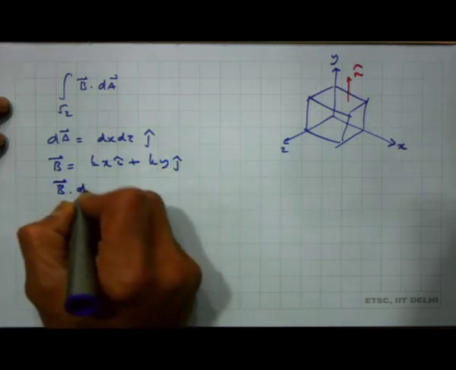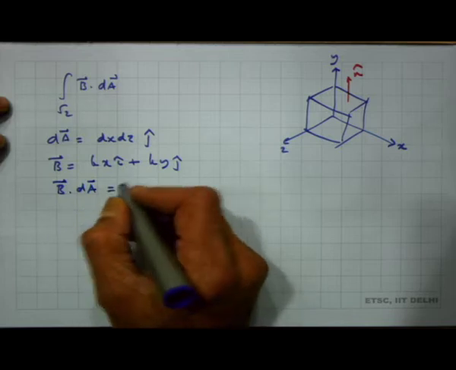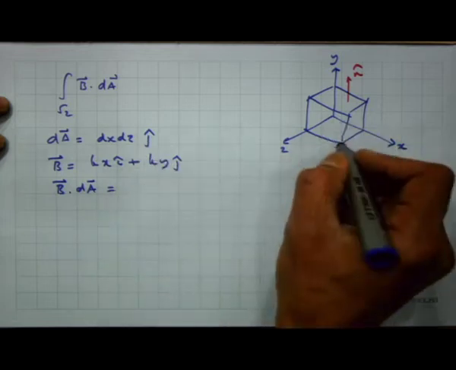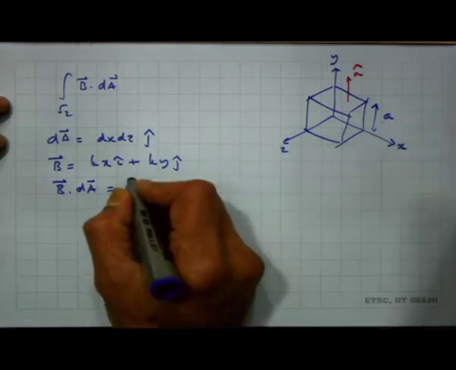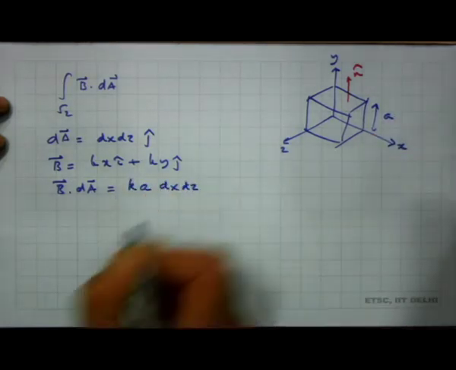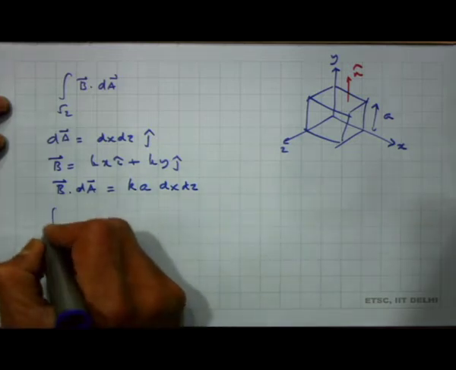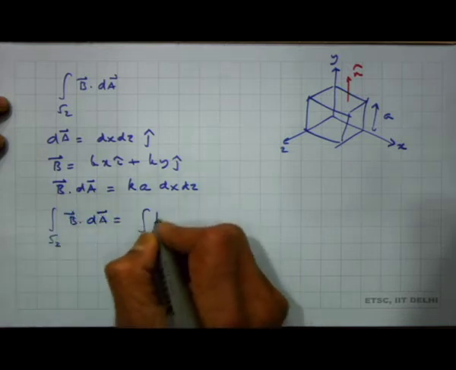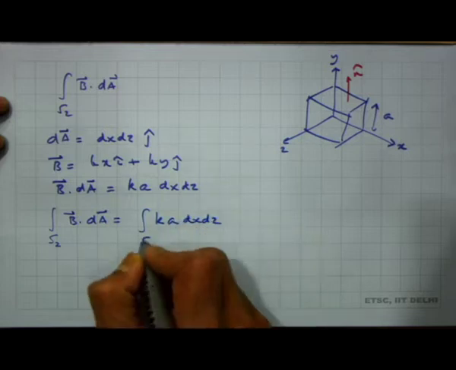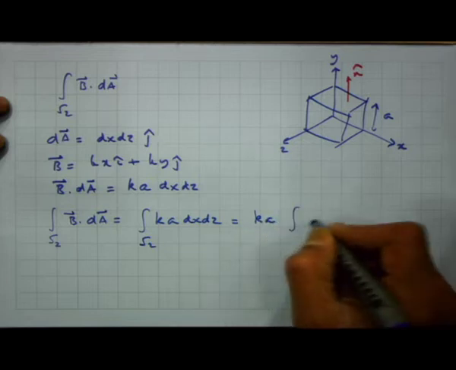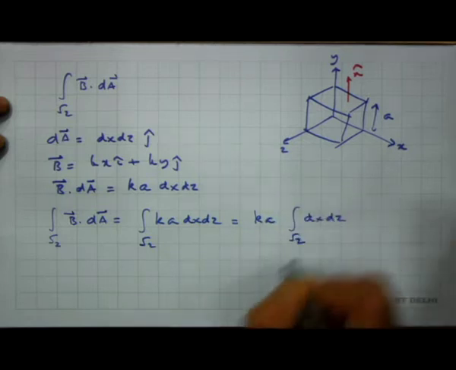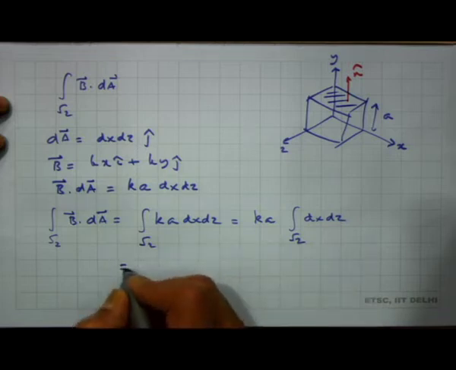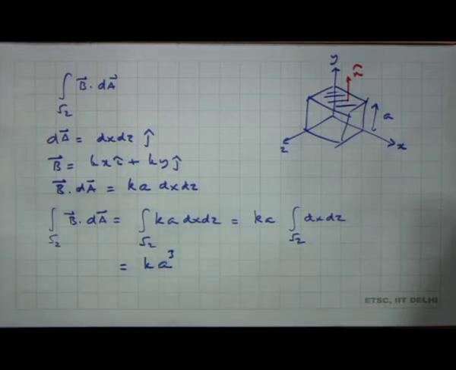So, B dot dA on surface S2 will be equal to, now this surface S2, y is equal to A. And I dot j is 0, j dot j is 1 and y happens to be A, because this distance is A. So, this is nothing but k A dx dz. So, integral over S2 B dot dA is equal to integral k A dx dz over S2, which is equal to k A times integral dx dz over S2. What is S2? This is the area, and integral dx dz is nothing but the area, which happens to be a square. So, this is k A cube again.